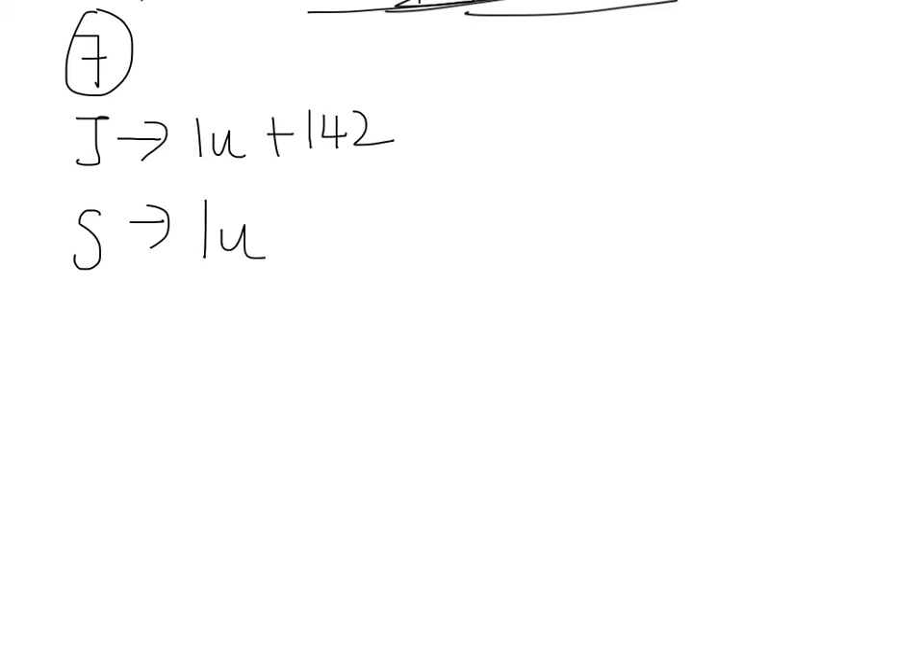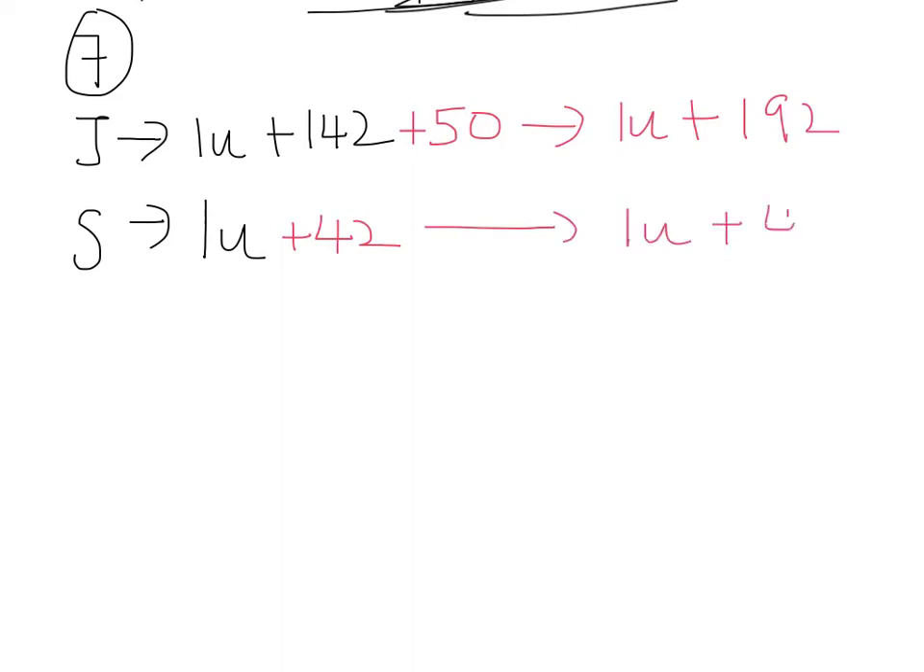Question 7. Jason had 142 more stickers than his sister. After his mother bought Jason another 50 stickers and his sister 42 stickers, Jason had thrice as many stickers as his sister. How many stickers did Jason have at first? Okay, initially Jason has 142 more stickers than the sister. So 1 unit plus 142, while the sister only has 1 unit. Then the mother bought Jason 50 stickers, while the mother bought the sister 42 stickers. Okay, and this is what we're going to have. 1 unit plus 192, 1 unit plus 42.